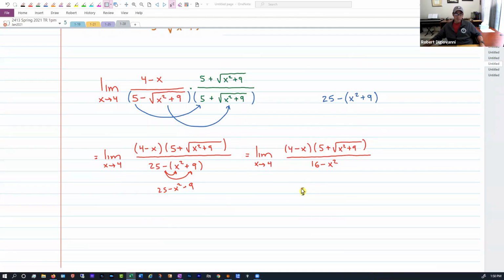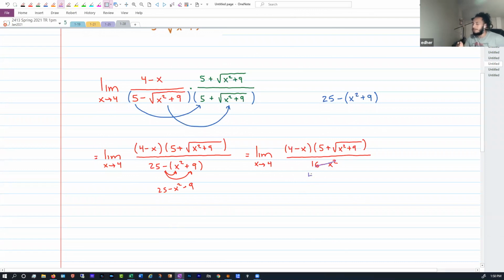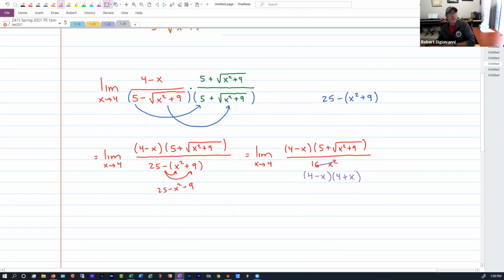So on the denominator, we can do a difference of squares, which will give us 4 minus x and 4 plus x. Perfect. Great. Everyone see that? And that's going to allow the 4 minus x to go away. And that's probably going to solve the problem as far as we shouldn't have a division by 0 anymore. Let's see. So in the numerator, you're left with 5 plus square root of x squared plus 9, because the 4 minus x went away. And on the bottom, you still have the 4 plus x.